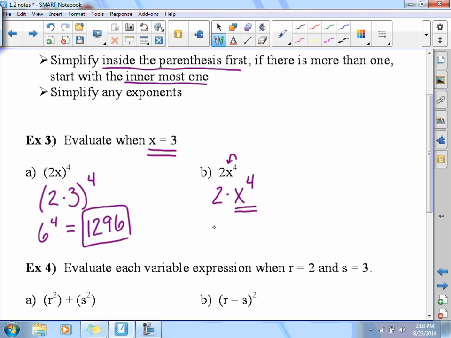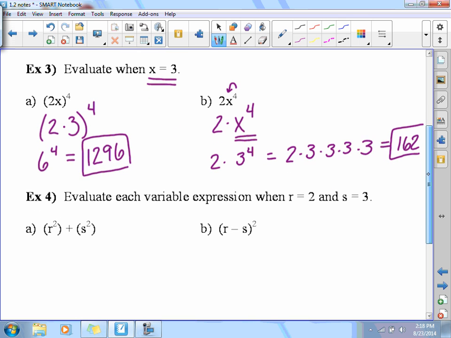And again, my x has a value of 3, so 2 times 3 to the fourth power is what I'm evaluating now. So this is like 2 times 3 times 3 times 3 times 3. And if you want, you could do 3 to the fourth in your calculator, get an answer, and then multiply it by 2. Or you can multiply it all out like this. But you should get a final answer of 162. Very, very different from 1,296. And that's because of the parentheses.